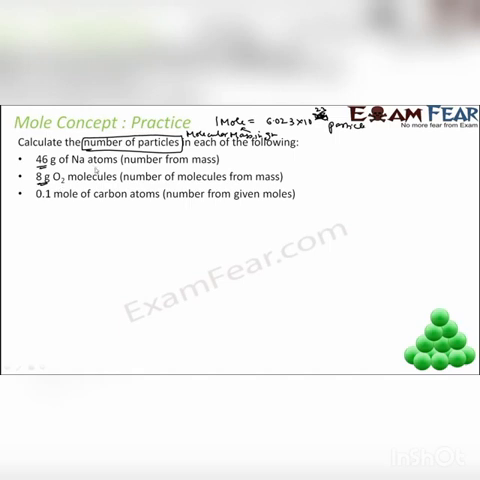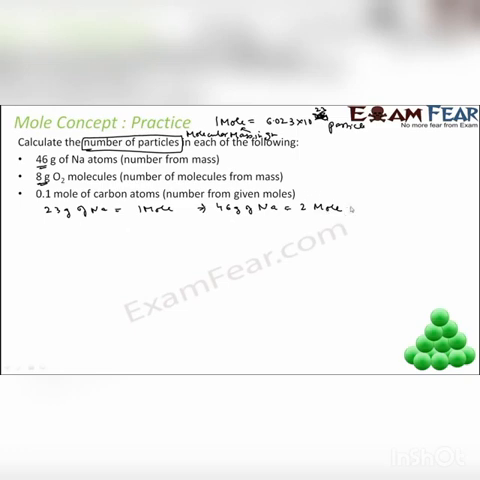The first thing given is 46 gram of sodium atoms. First let's find the number of moles in these. We know that 23 grams of sodium atom is equal to 1 mole. Right? The atomic mass of sodium is nothing but 1 mole. So 46 grams of sodium will be how many moles? Obviously 2 moles. Correct? You can do maths.